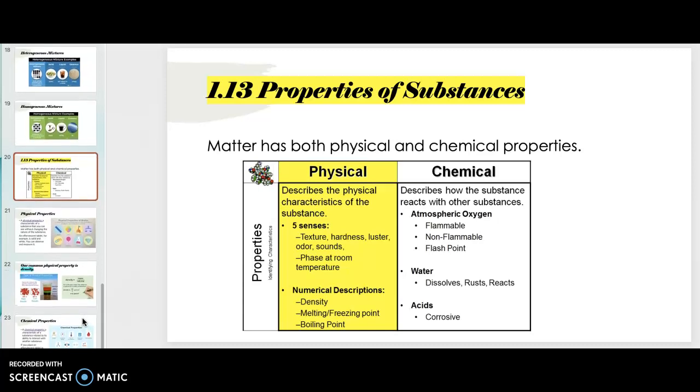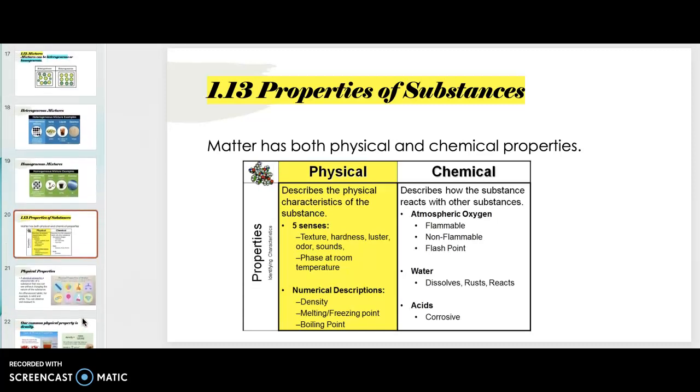And the last reading that you had was 1.13 properties of substances. And matter has both physical and chemical properties, and we looked at some of these also in the 1.13 lab that we did in class together. So, some physical properties would be density, melting point, freezing point, boiling point. There are many, many more. Chemical properties, we looked at corrosion, flammability, and things like that when we did the lab.